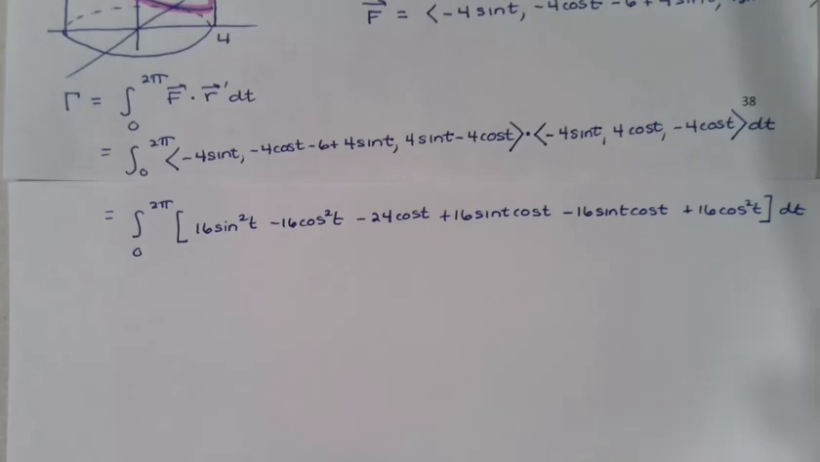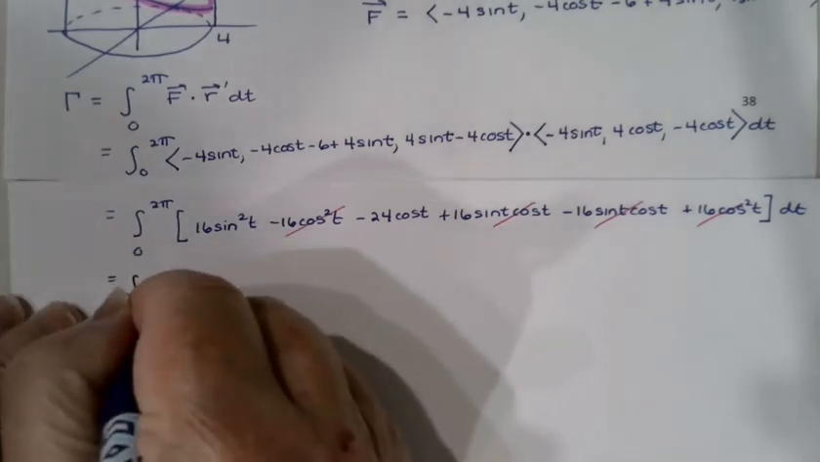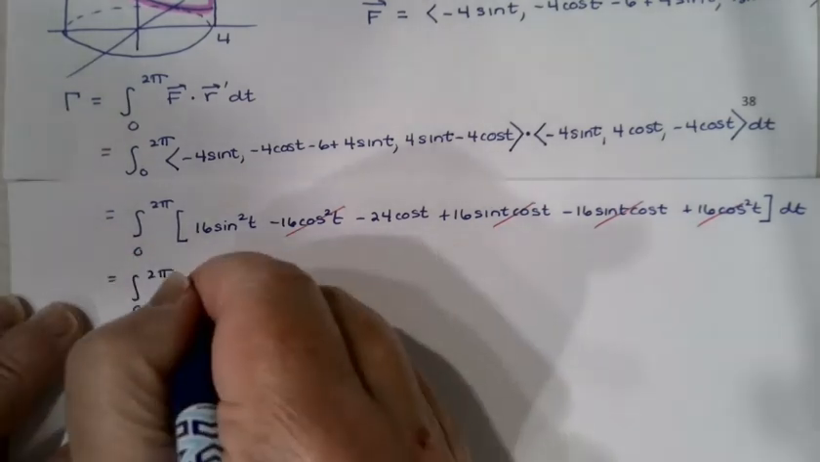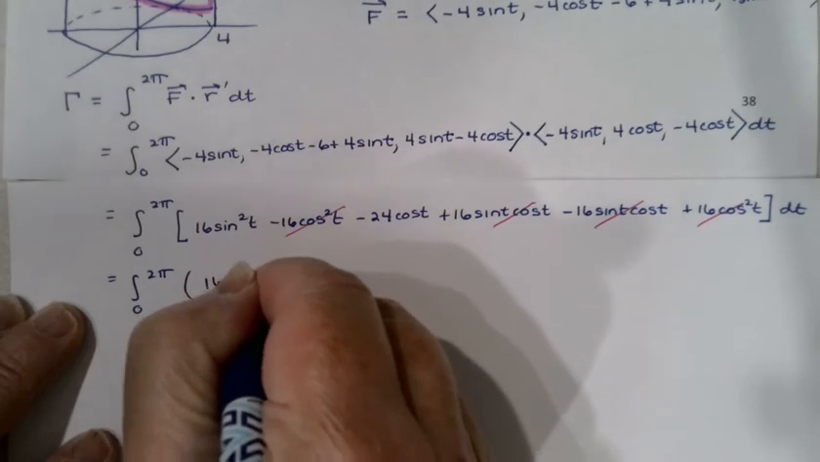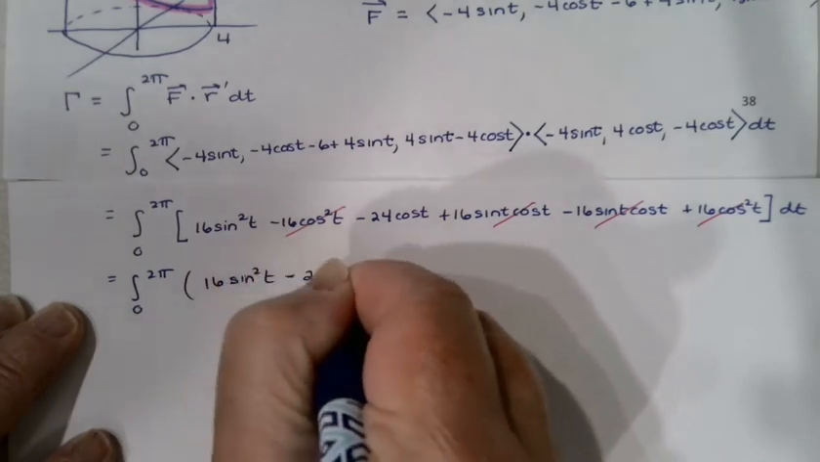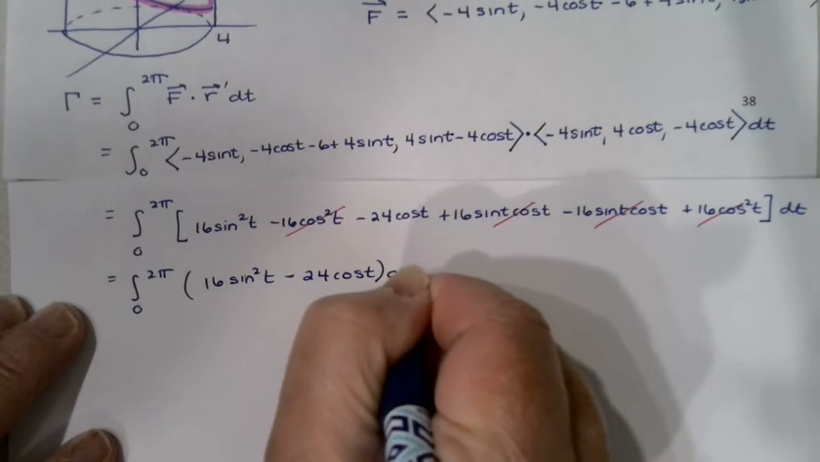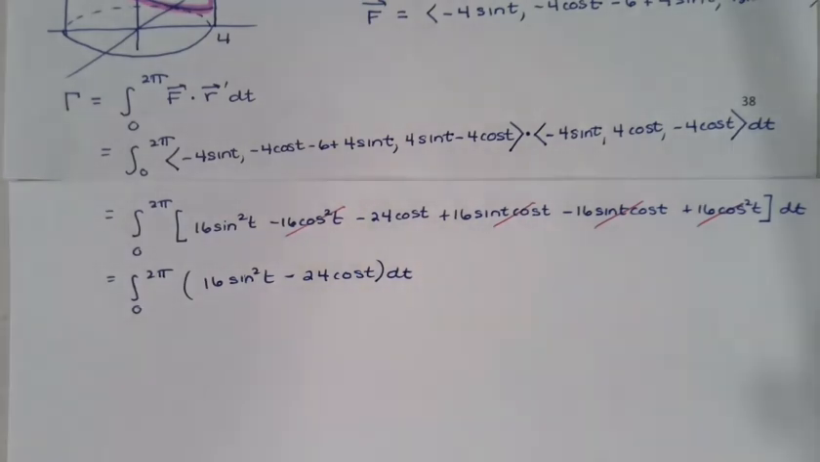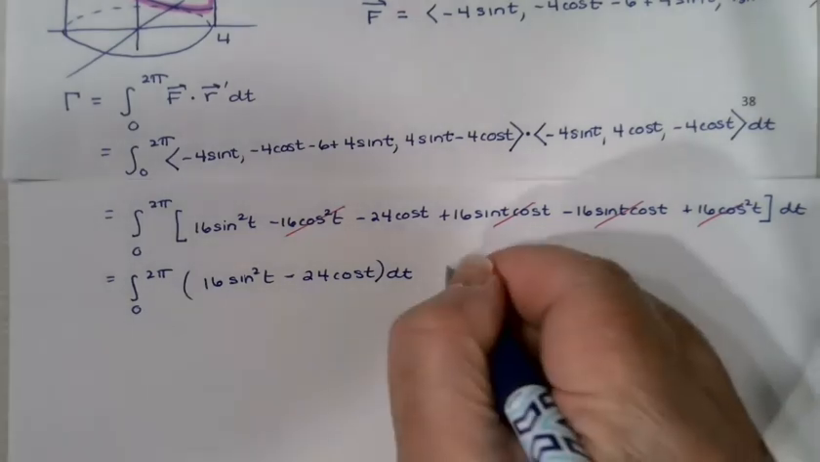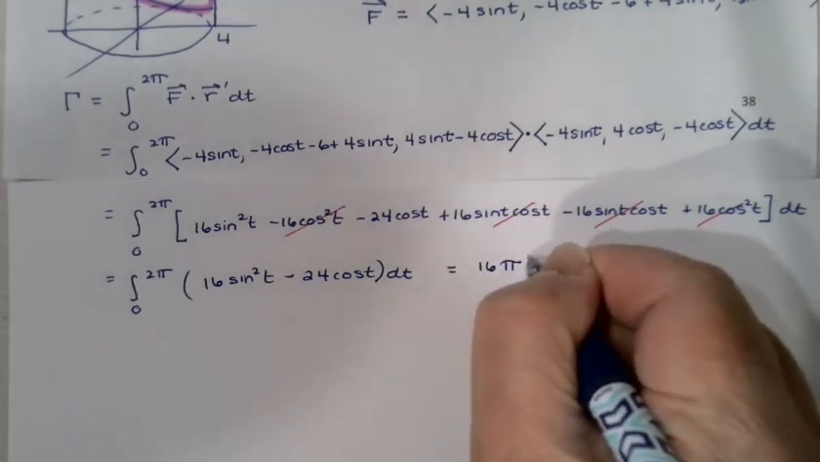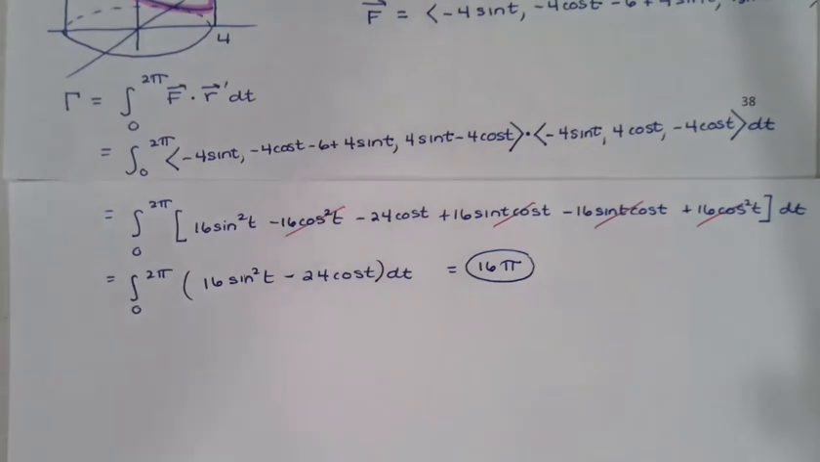And it looks like we can get rid of some stuff. Those will go. Those will go. So really, I just end up integrating 16 sin² t minus 24 cos t from 0 to 2π. And I did that on the calculator and ended up with 16π. So by our traditional parameterization method, that circulation turns out to be 16π.